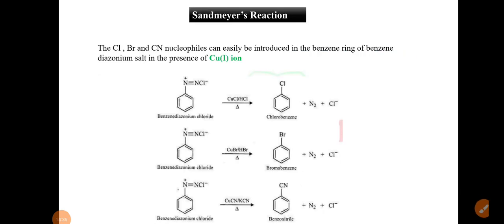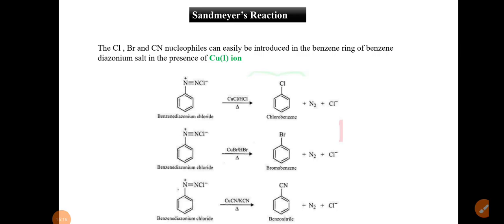Next one, the Sandmeyer reaction. Chlorine, bromine and cyanide nucleophiles can easily be introduced into the benzene ring of benzene diazonium salt in the presence of copper(I) ion. Simply, what we can say is that these are diazonium salt reactions. What is the Sandmeyer reaction? It involves benzene diazonium chloride. How do you form benzene diazonium chloride? That is the diazotization reaction. From the diazotization reaction you synthesize benzene diazonium chloride, and it reacts with the copper(I) ion. That is very important.